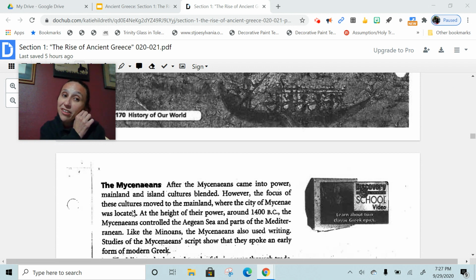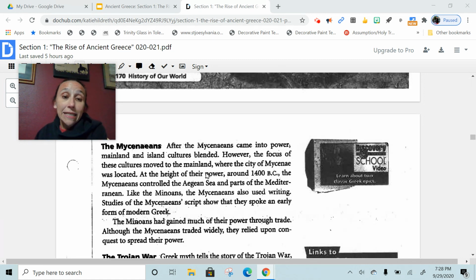Okay, now I just want to give you a little hint about that. The Minoans were more passive. They were into trading. They were into taking care of themselves and providing for themselves. The Mycenaeans were a little bit different. Okay, and the hint was they think that they came from the mainland and they destroyed Knossos. So that kind of tells you what kind of people they were and how they were different. So after the Mycenaeans came into power, mainland and island cultures blended. However, the focus of the cultures moved to the mainland, where the city of Mycenae was located.